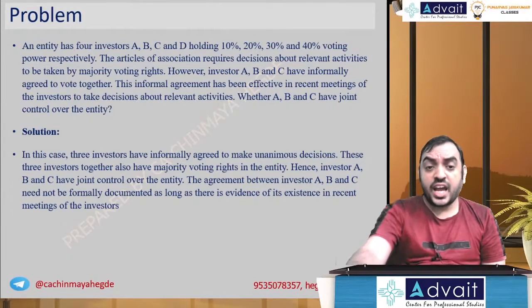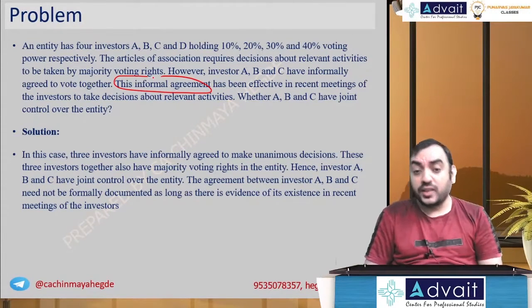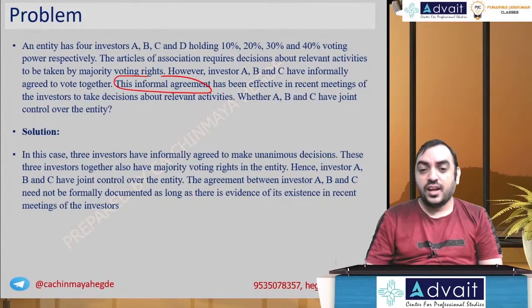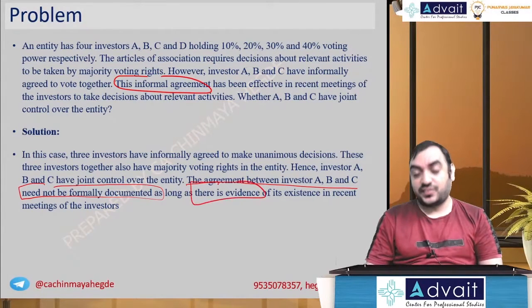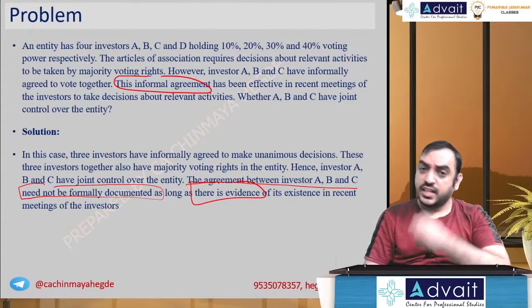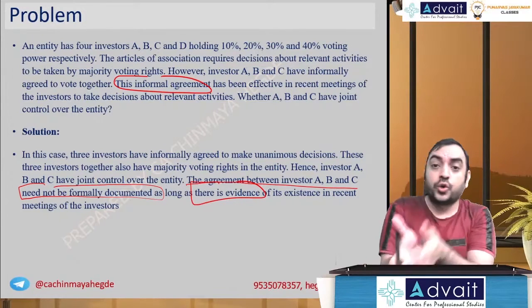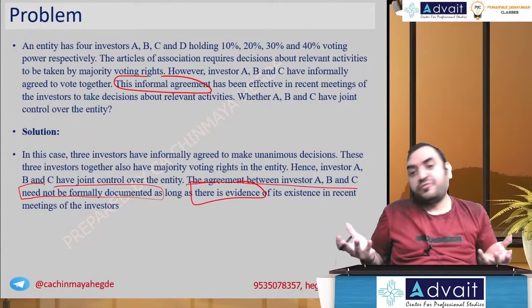Sir, they have taken an informal agreement, sir. Does it have to be a formal agreement? No. Agreement between ABC need not be formally documented as long as there is evidence. The contractual obligation between the parties can be explicit, can be implicit, but there has to be evidence. It can be written, oral, whatever. It need not be a formal document.